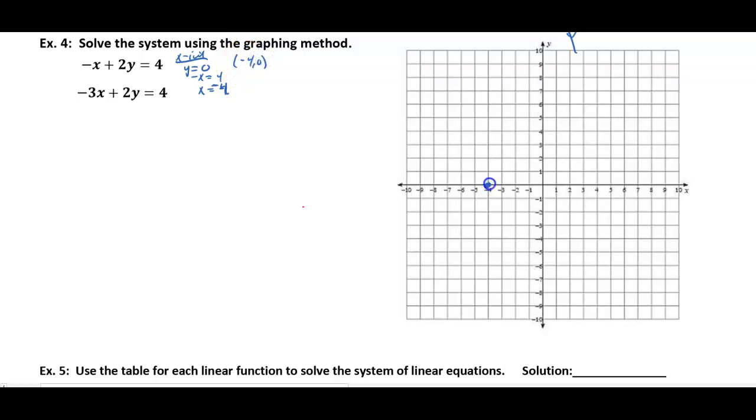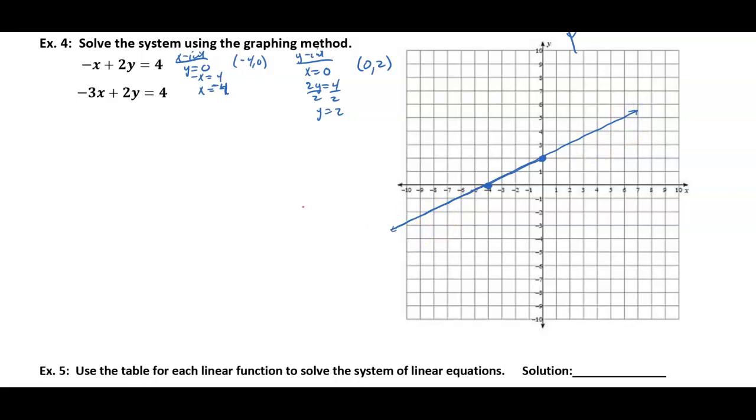I'm going to go ahead and plot that. The y-intercept, I'm going to let x equal 0. That leaves me with 2y equals 4. And when I divide by 2, y is equal to 2. Ordered pair, 0, 2. Therefore, when graphing this line, I plot my two intercepts and sketch my line.